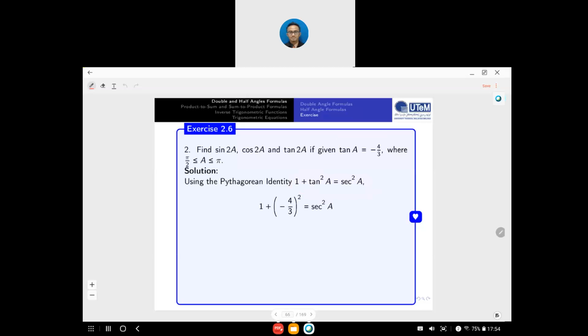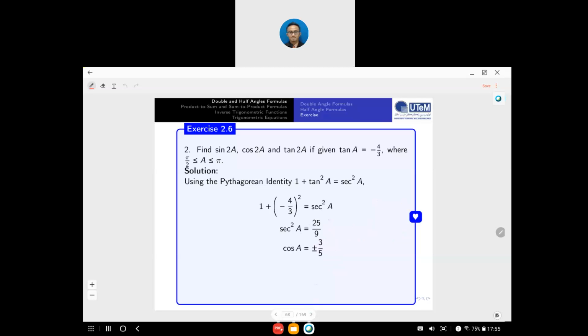Okay, 1 plus tangent square. So tangent equal to negative 4 over 3. So negative 4 over 3 square equal to secant square a. So we can get the secant. Secant square a equal to 25 over 9. We know that secant a equal to 1 over cos. So cos, this one we can convert. So cos square equal to 9 over 25. That's why we get plus minus 3 over 5.